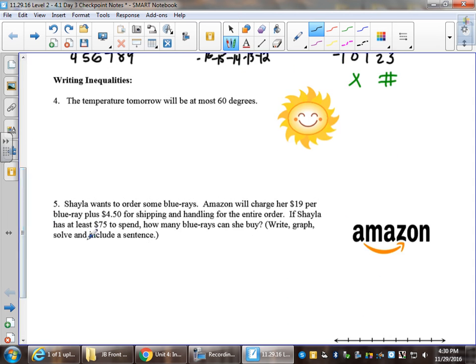Our 2 real-world examples. The temperature tomorrow will be at most 60 degrees. At most means that the temperature will be less than or equal to that. So if I let x be my temperature, we'll assume Fahrenheit, x less than or equal to 60.